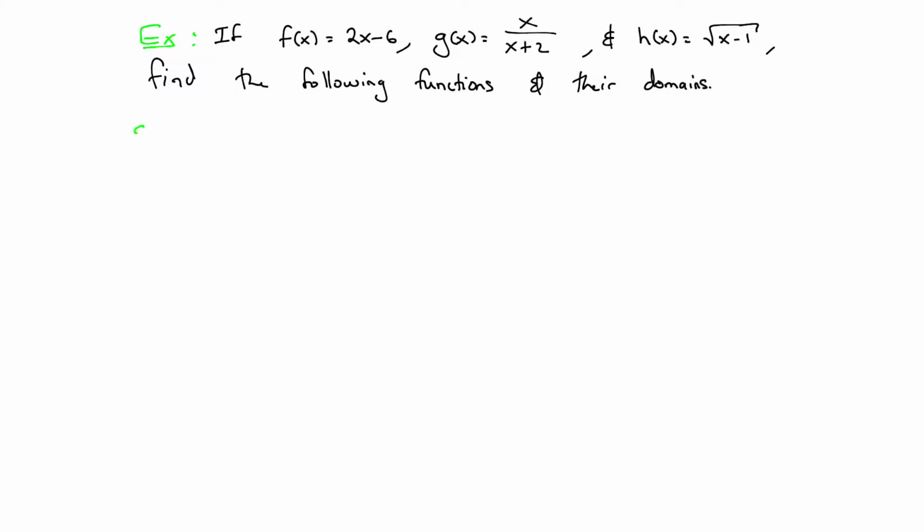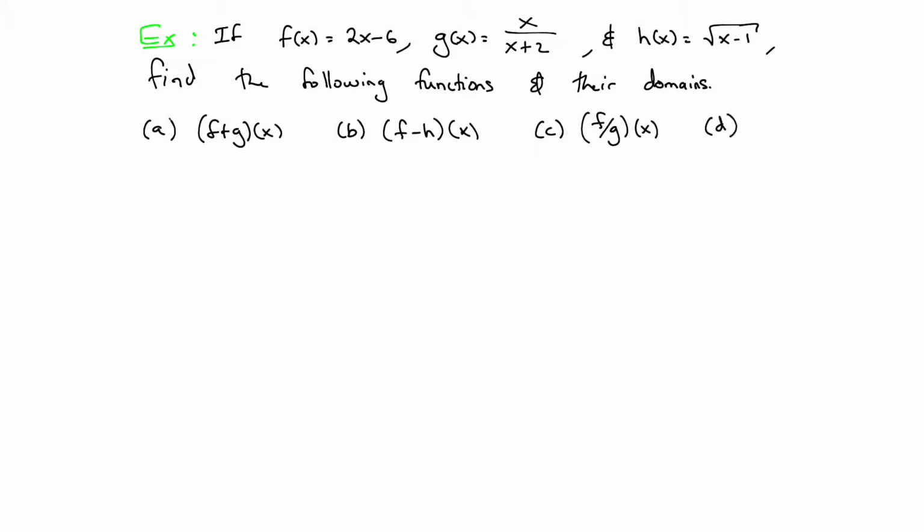All right. So part A will be f plus g of x. Part B will be f minus h of x. Part C will be f over g of x. And part D will be gh of x. So g times h of x.